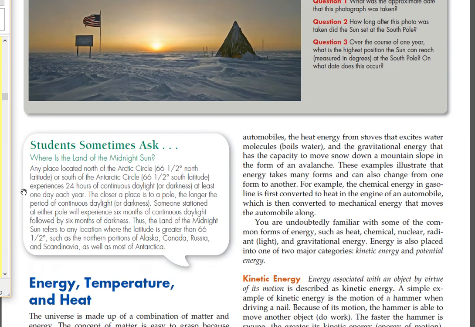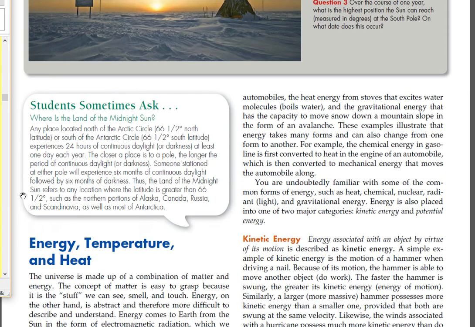The closer a place is to a pole, the longer the period of continuous daylight, or darkness. Someone stationed at either pole will experience 6 months of continuous daylight followed by 6 months of darkness. Thus, the land of the midnight sun refers to any location where the latitude is greater than 66.5°, such as the northern portions of Alaska, Canada, Russia, and Scandinavia, as well as most of Antarctica.